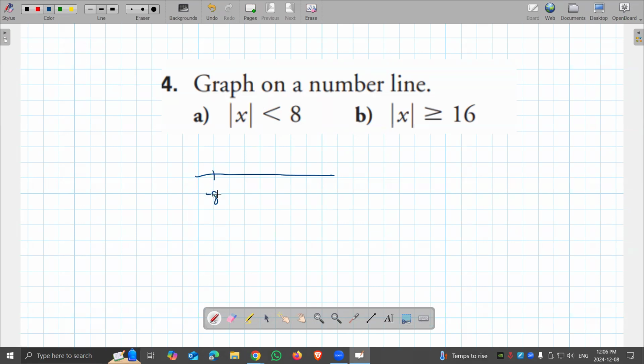So you're going to have a negative 8 here. You're going to have a positive 8 here. Are we going to be inside or outside? By that I mean, is it going to be inside this or is it going to be something like that? There's only two options, really. What's the answer to A? The top one or the bottom one?